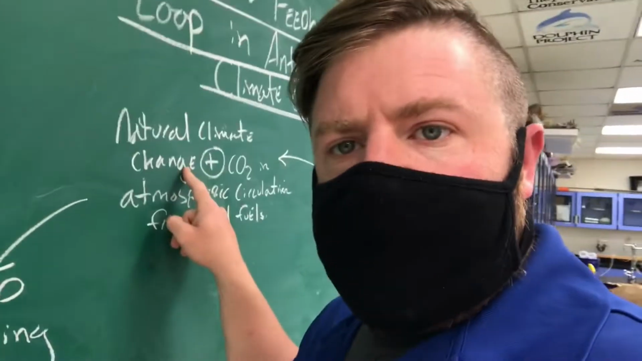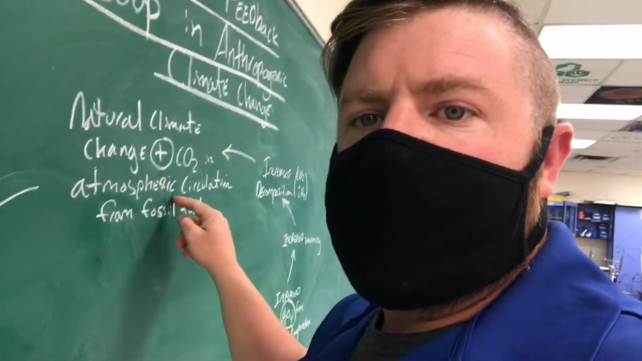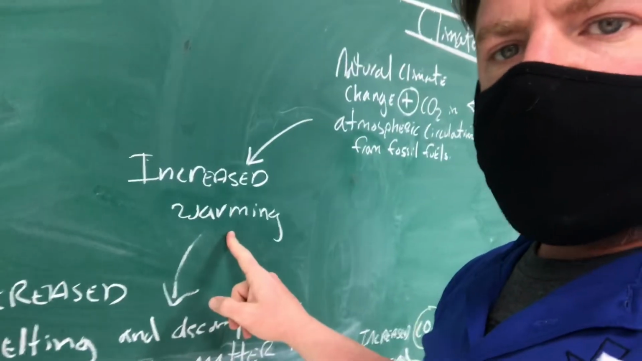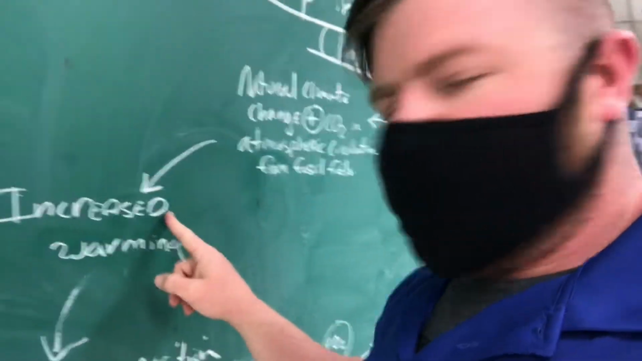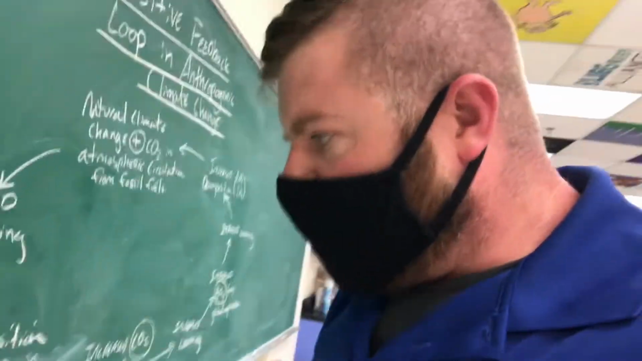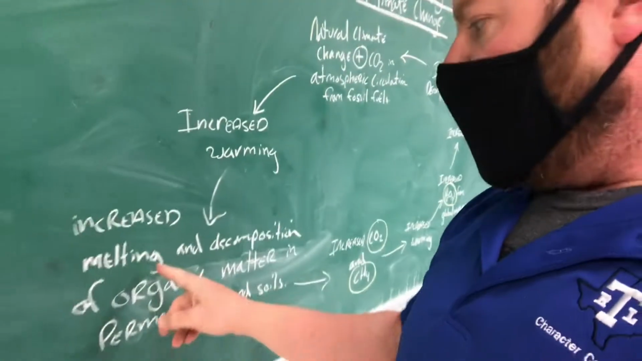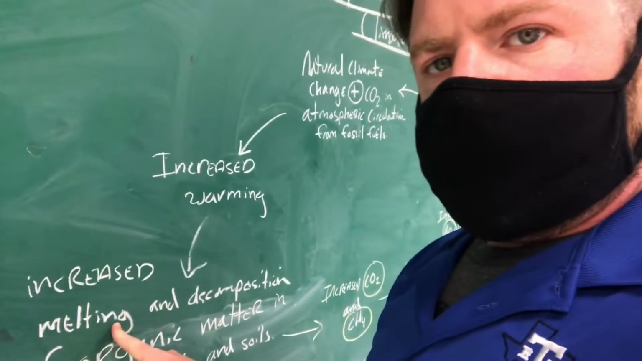Now, natural warming plus anthropogenic sources of CO2 lead to increased warming. And we are drawing sort of a loop here. So you got increased warming. Now with increased warming, a lot of our permafrost is melting.